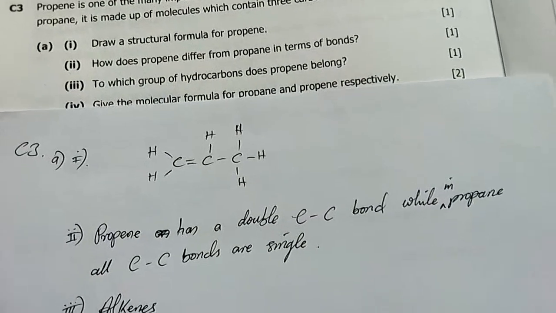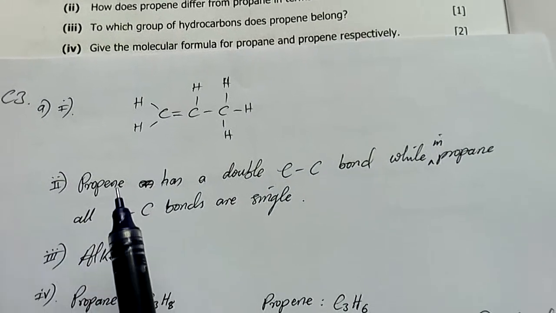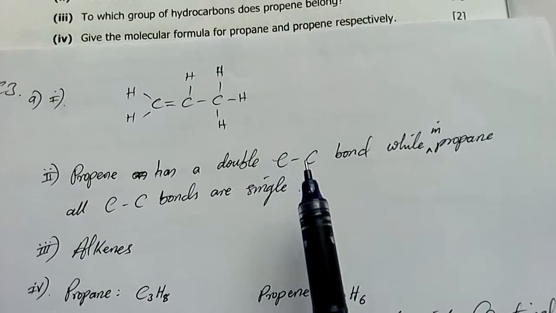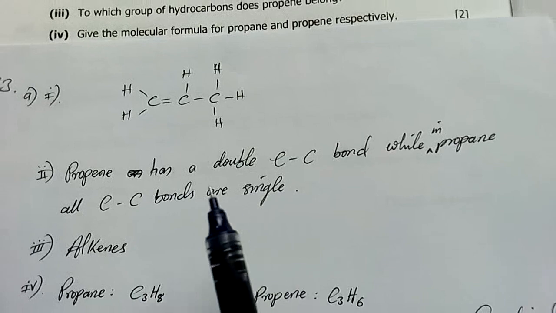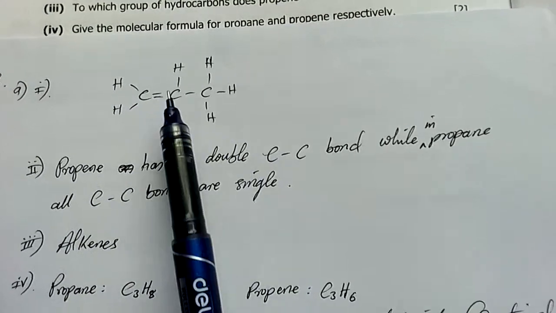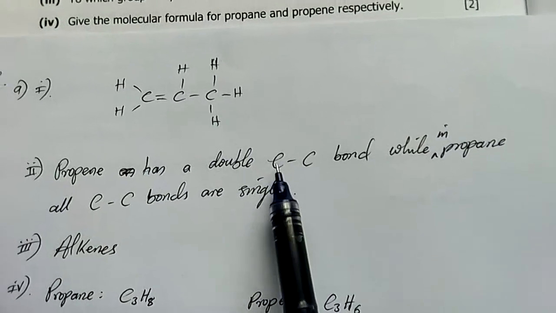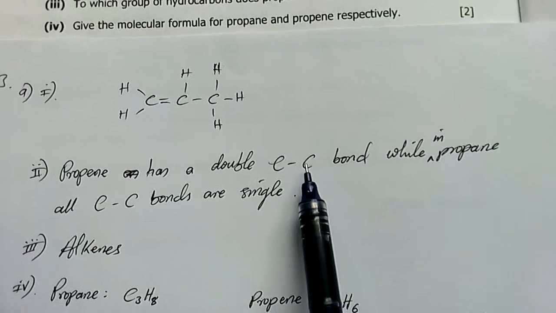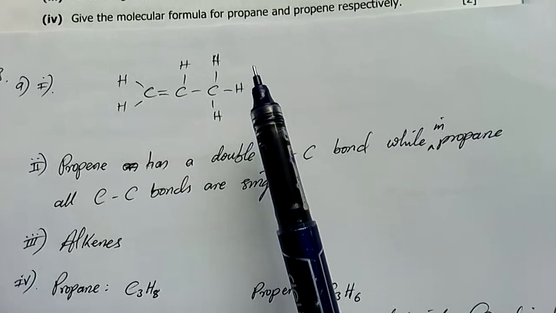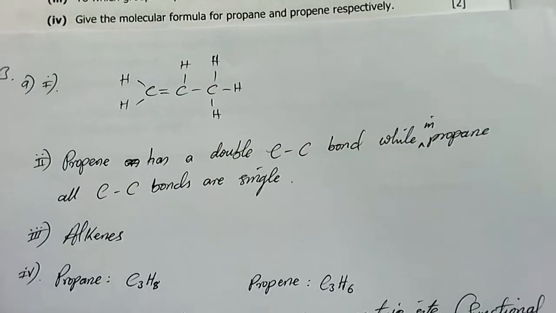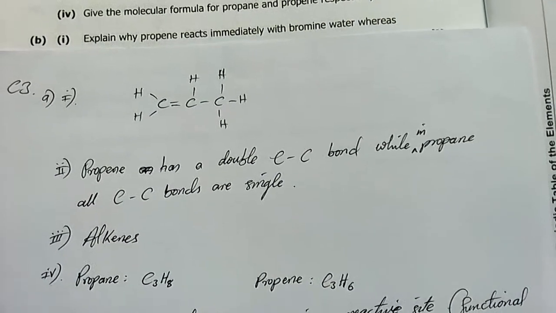Next question is, how does propene differ from propane in terms of bonds? My answer, or my pick, was propene has a double carbon to carbon bond, while in propane all carbon to carbon bonds are single. So when I say propene has a, meaning one, this is one double carbon to carbon. This just means carbon to carbon, C to C. So that's the main difference there. In other words, propene is unsaturated with a single double bond, whilst propane is saturated with no double bonds. But propene has a single double bond.